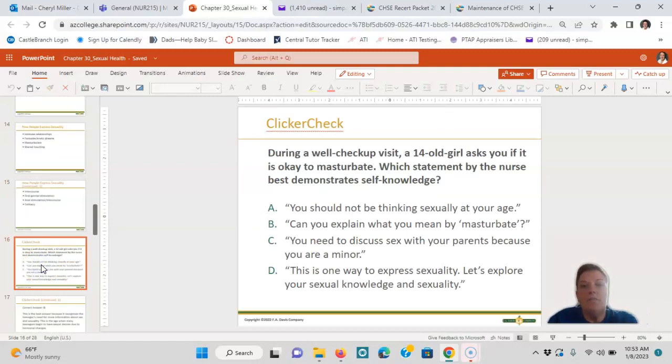During a well checkup visit, a 14-year-old asks you if it's okay to masturbate. Which statement by the nurse best demonstrates self knowledge? So, what do you think you should say to the 14-year-old?